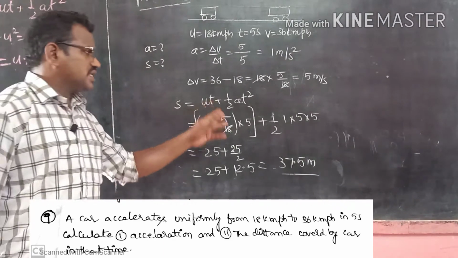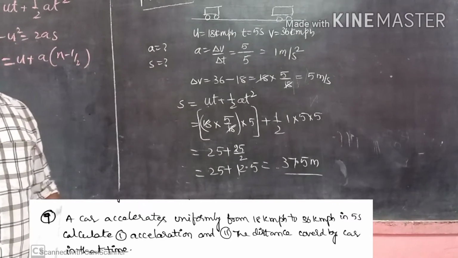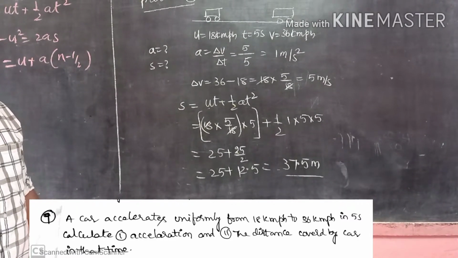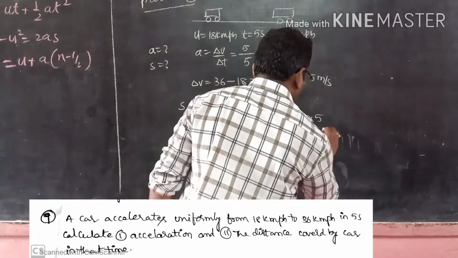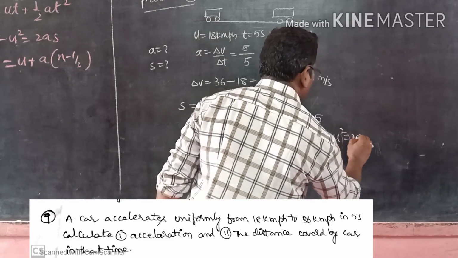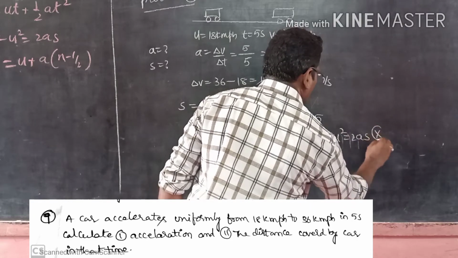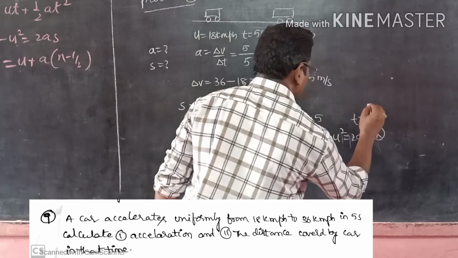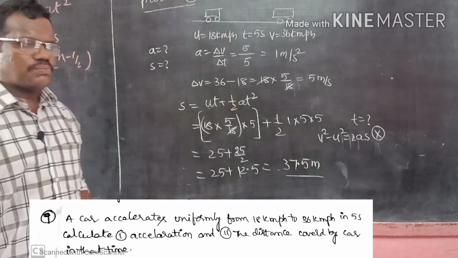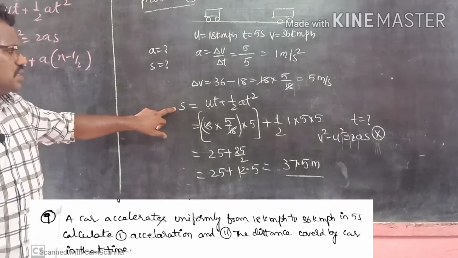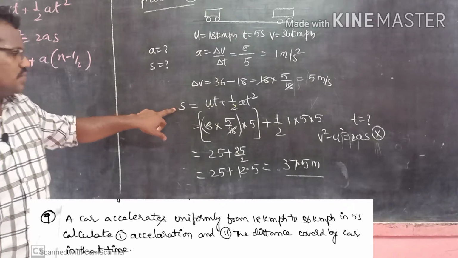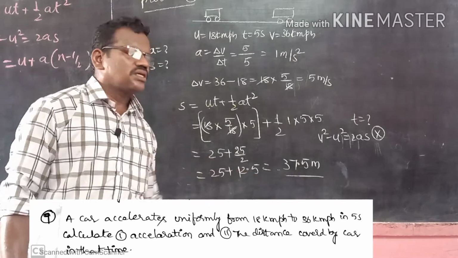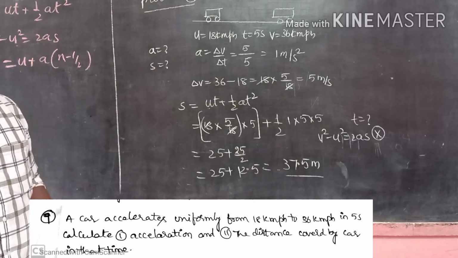See, in this case can we apply v square minus u square is equal to 2as? We can't apply it, because in this, time is not provided. So compulsorily we should apply the formula s is equal to ut plus half at square. Then we can get the total displacement as 13.5 meters.